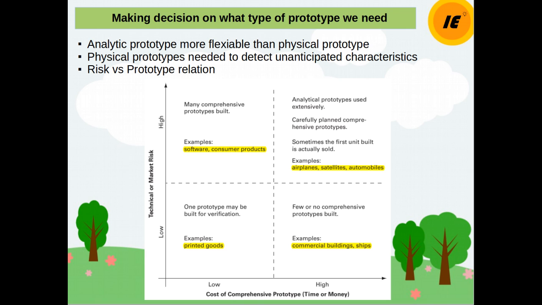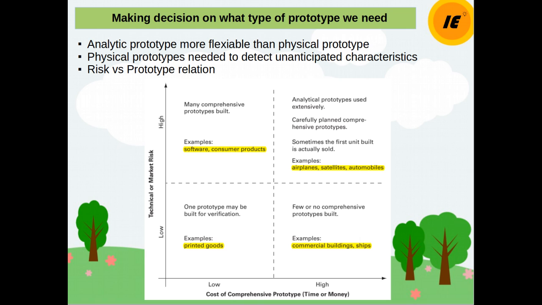Now if the cost of the comprehensive prototype is high but the risk is low, that means if the product goes wrong then you are not losing too much money. And the example is like commercial buildings and ships.